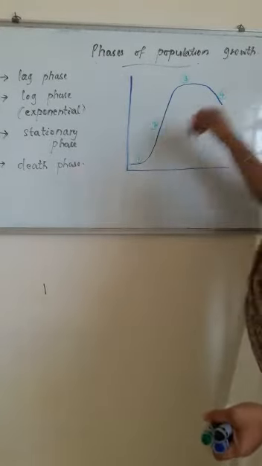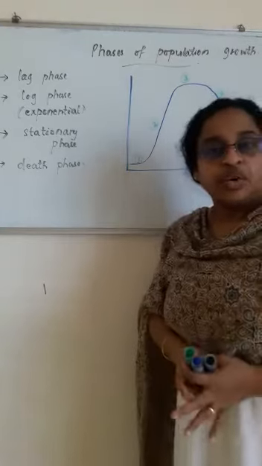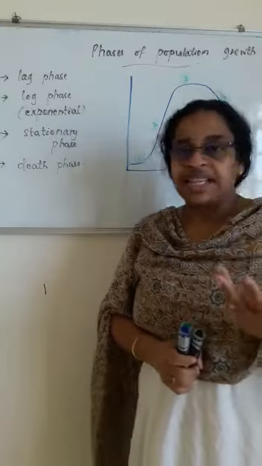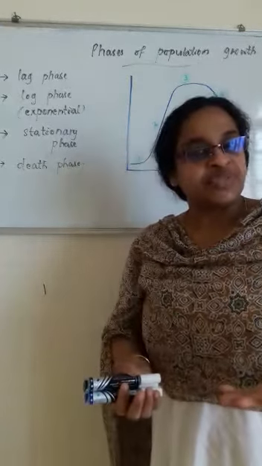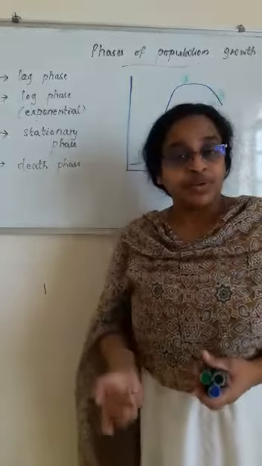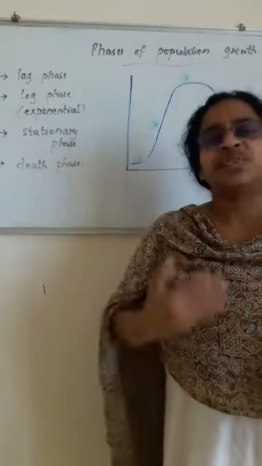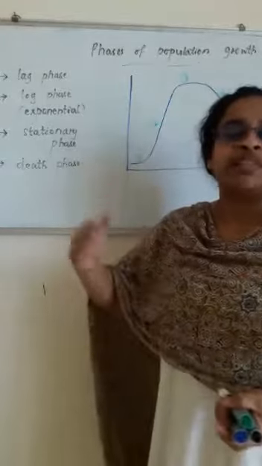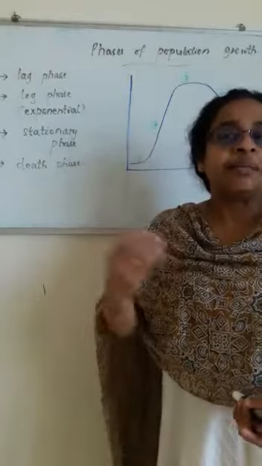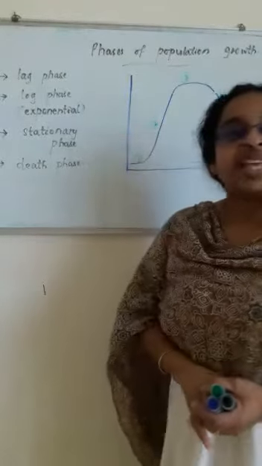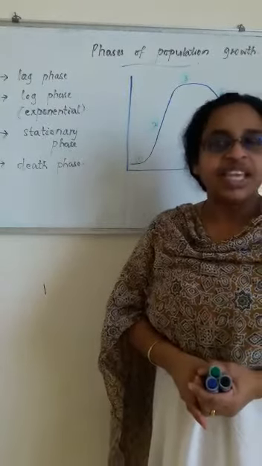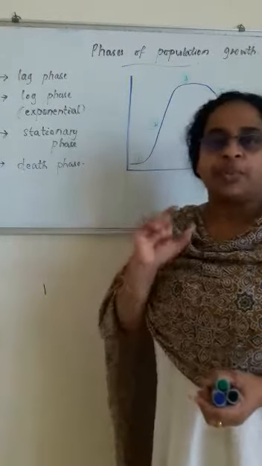And finally the death phase, because the organisms will be getting old and they will die. Maybe they won't get enough nutrients, and maybe because of diseases, immunity is less. So because of many reasons, there will be more deaths than births, and this phase is known as death phase. Okay. So with that we are finishing the topic population.